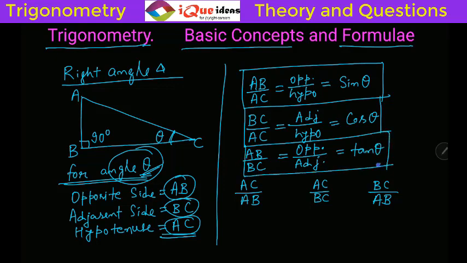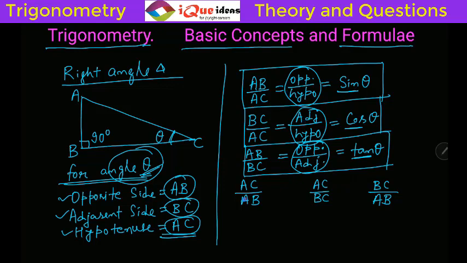So in a right angle triangle, if we are given the sides and an angle, for every angle we can identify the opposite side, the adjacent side and hypotenuse, and accordingly these ratios: opposite upon hypotenuse is defined as sine, adjacent upon hypotenuse is defined as cos, opposite upon adjacent is defined as tan for that angle, right? The angle for which we have identified opposite, adjacent and hypotenuse.